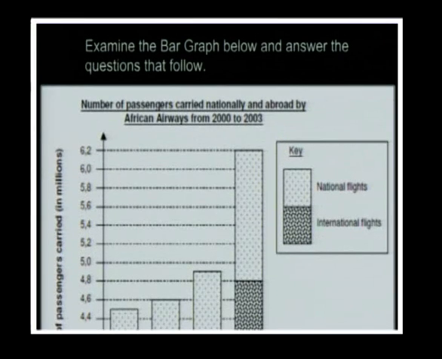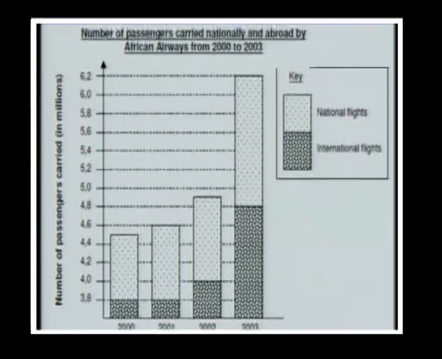Let's move on to our fourth question. We're just about there now. And this question is going to be a nice one, looking at a misrepresentation of data. So again, we have a nice bar graph here. We can see it's a compound one. Examine the bar graph below and answer the questions that follow.